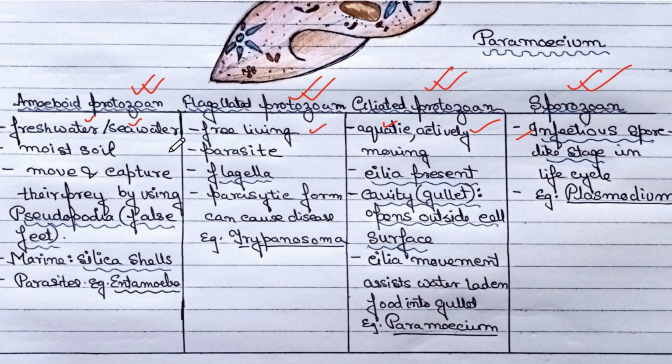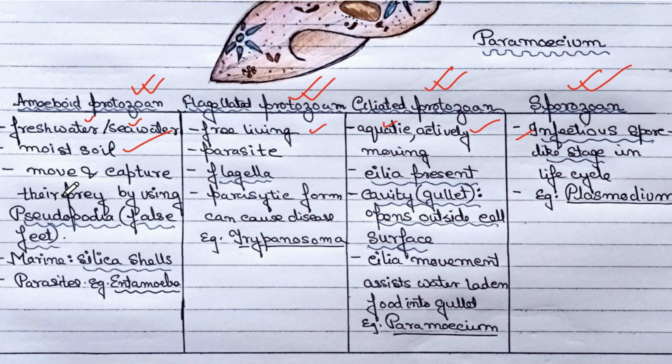So amoeboid protozoa are present in freshwater, seawater, moist soil. Flagellated protozoa is free living. Ciliated protozoa is present in aquatic condition and they are actively moving, and sporozoa have a very interesting and notorious character of infectious spore-like stage in life cycle.